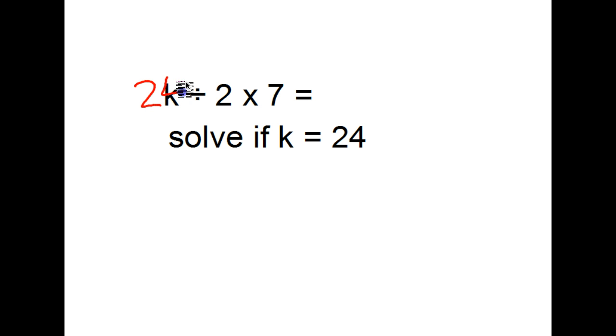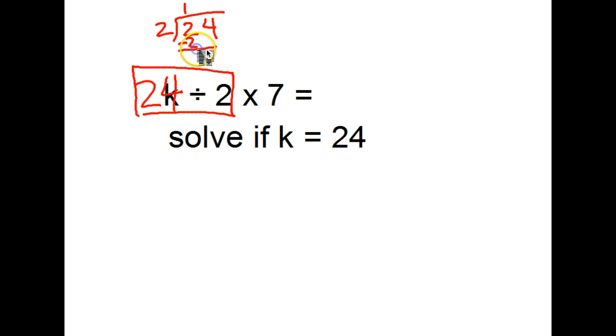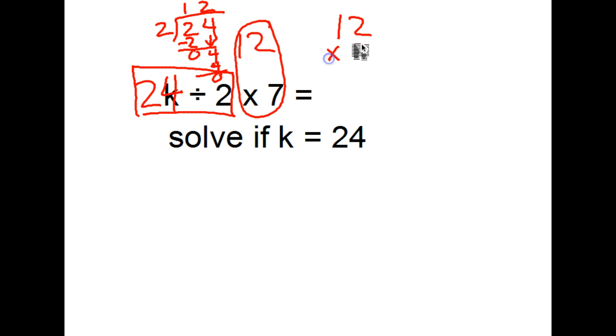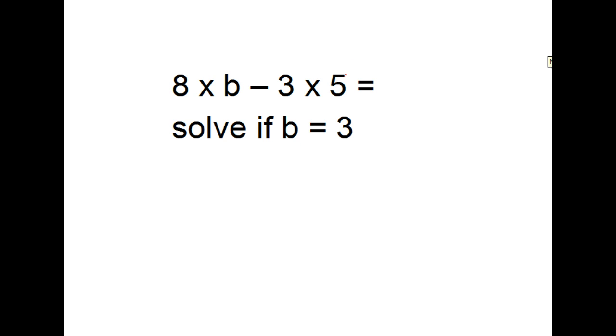K equals 24, so it's coming out here. Dividing and multiplying again, so I'm doing the division first. 24 divided by 2. If you're not sure, I can go ahead and work it out. 2 goes into 2 one time. 2 goes into 4 twice. There's no remainder. So 24 divided by 2 equals 12. And then I got 12 times 7. 14, carry my 1, 7, plus 1 more, 84. Stop the video and try it.